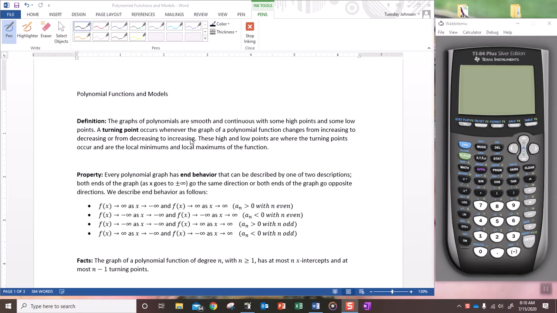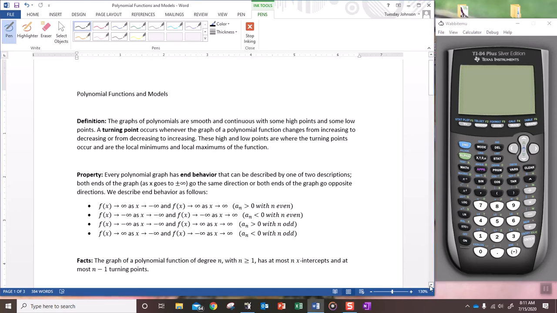A turning point occurs whenever the graph of a polynomial function changes from increasing to decreasing, or from decreasing to increasing. These high and low points on the graph are where the turning points occur and are the local minimums and local maximums of the function. Sometimes they're also the global or absolute mins and maxes. It depends on the function itself.